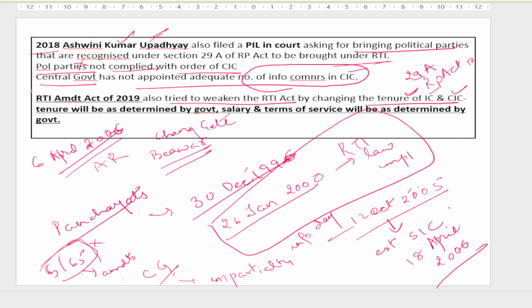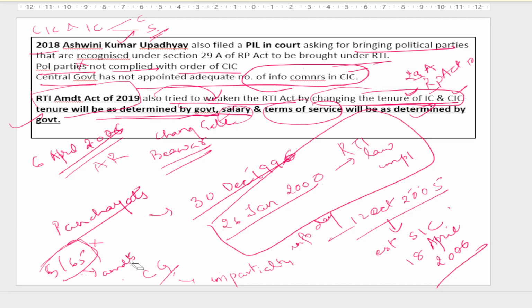So the RTI Amendment Act of 2019 diluted the RTI Act by changing the tenure of information commissioners, and now the tenure will be as determined by the government. This applies to the tenure of the information commissioners at the central level as well as the state level, that is, the chief information commissioner and the other information commissioners. Now their tenure, salary and terms of service will be as determined by the central government. So this will adversely affect the impartiality of these information commissions.